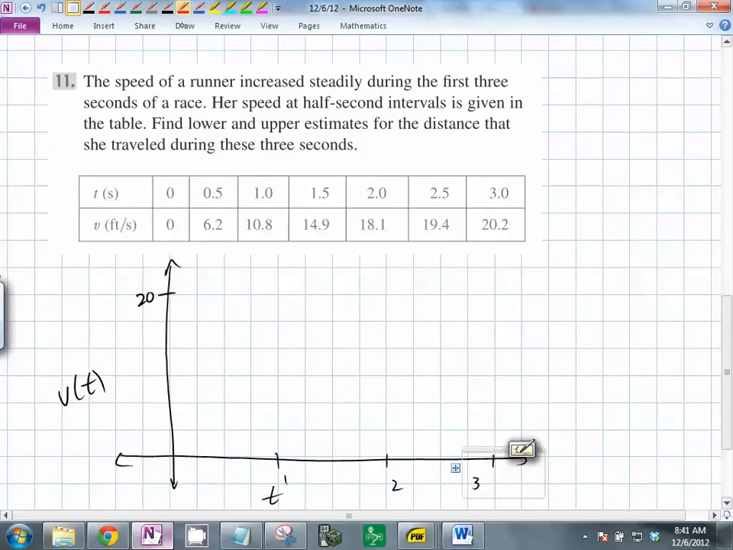Okay, so let's draw these points. We have 0, 0. Time is 0.5, and the velocity is 6, so where's 10? Let's make 10 right here. So 6 is going to be right about here. And at 1 second, it's 10.8. And then at 1.5 seconds, it's 15. And then at 2 seconds, it's 18. And at 2.5 seconds, it's 19. And then it's 20.2. So you see those data points? You're going to draw the heights at each of these, right?